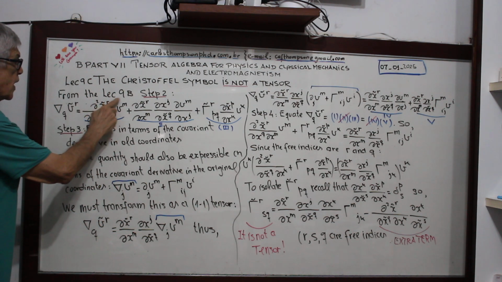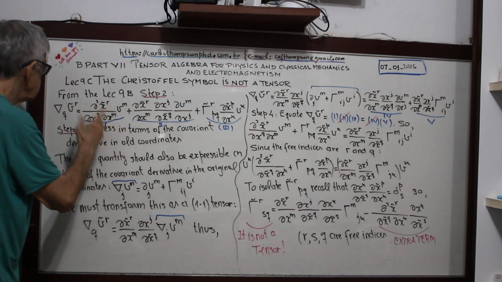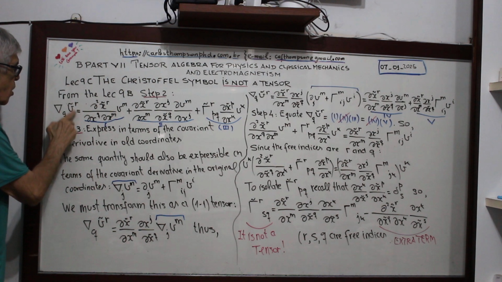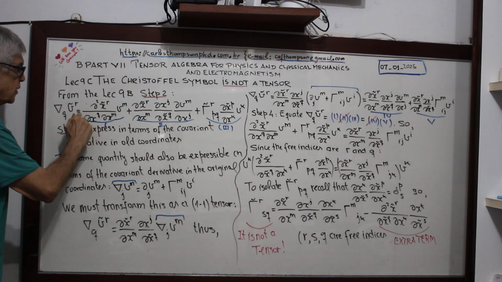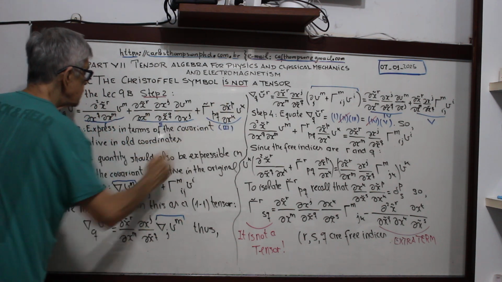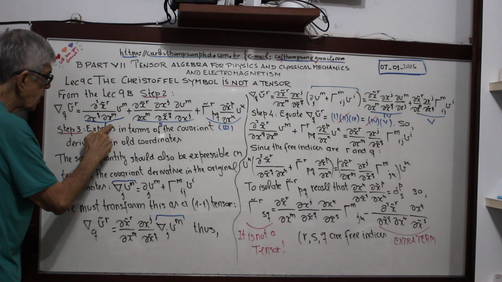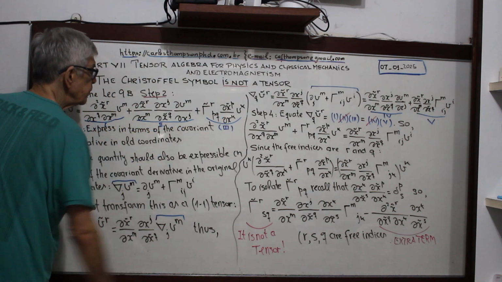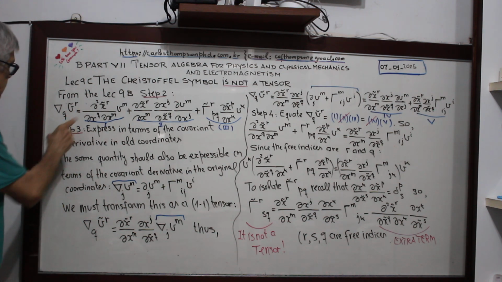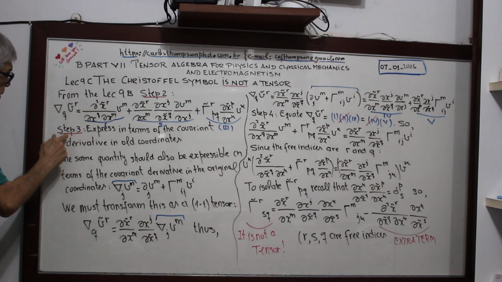Now, from lecture 9b, step 2, recall the covariant derivative of Q, V^R tilde. You just copy from step 2 and write it over here. These are terms 1, 2, and 3. We use these at the end. Now, let's go to the next step, step 3.